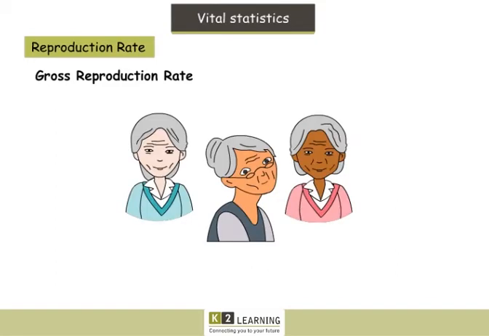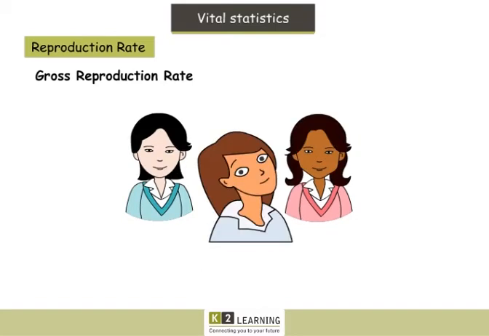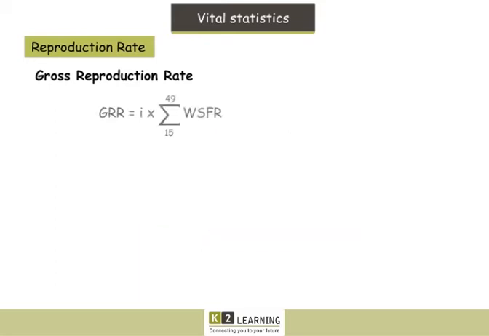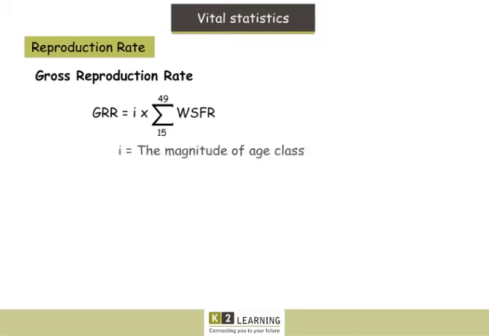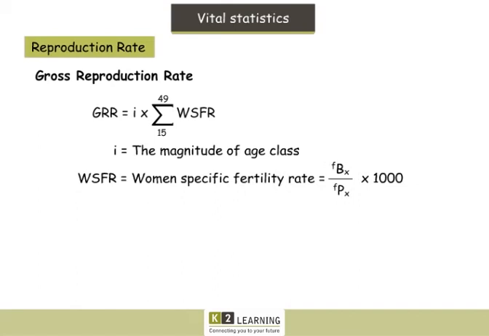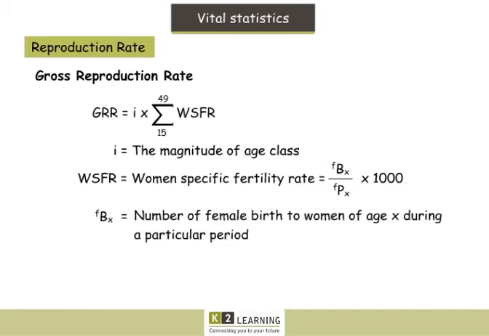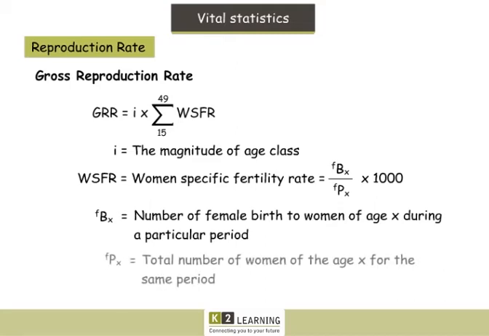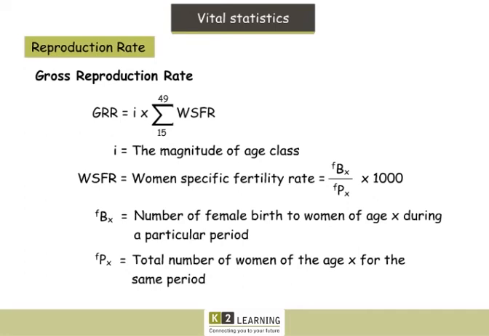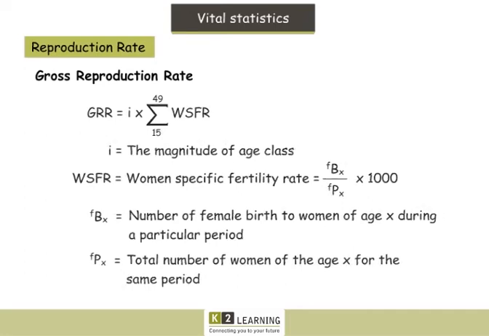Gross reproduction rate looks at the rate at which mothers would be replaced by daughters and old generation by the new, provided no mother dies till the age of 49 years. Mathematically, it is the product of the magnitude of age class into summation of women-specific fertility rate. WSFR is the number of female births to women of age X during a particular period divided by total number of women of the age X for the same period.